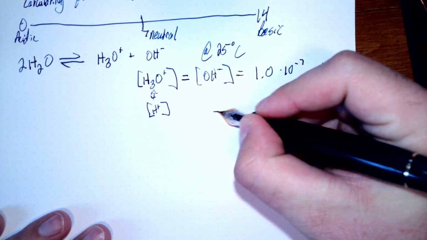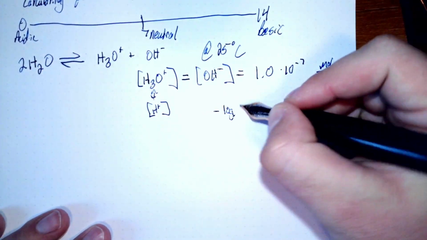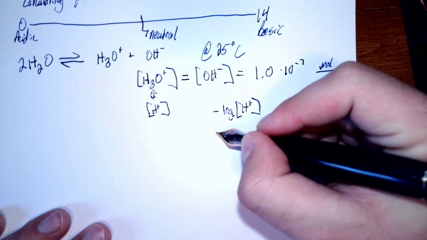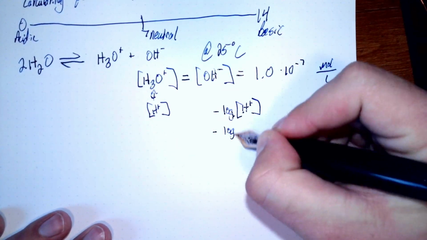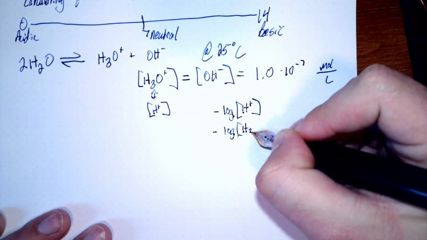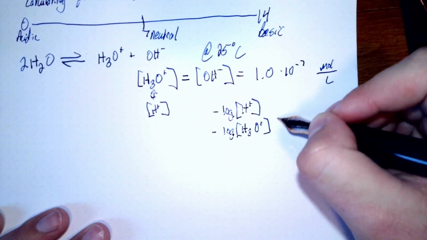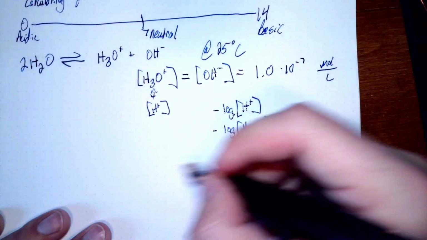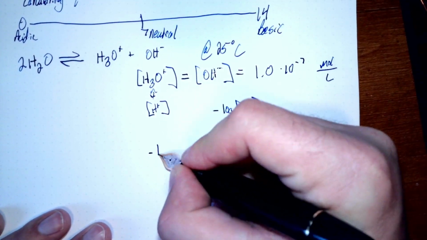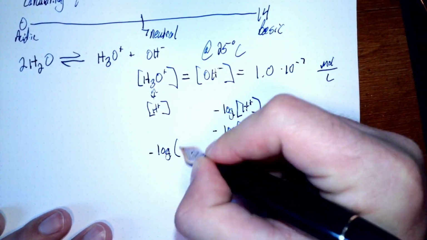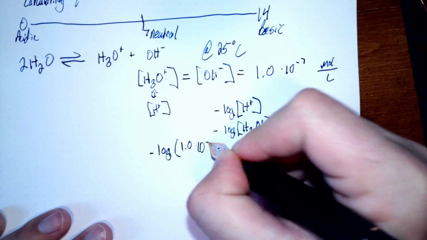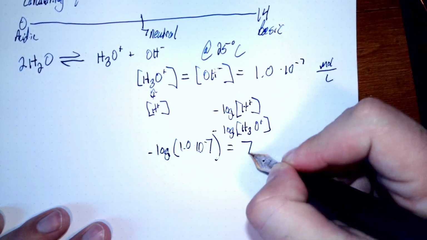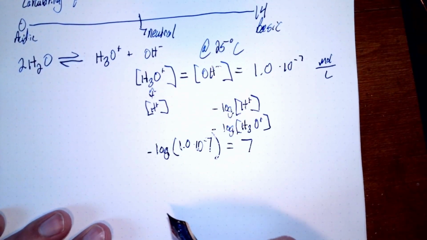Now, to calculate pH, here's the formula that we use. We take the negative log of our H plus concentration, or we could say negative log of the H3O plus concentration. If we take the negative log of 1.0 times 10 to the minus 7, we find that that's equal to 7.